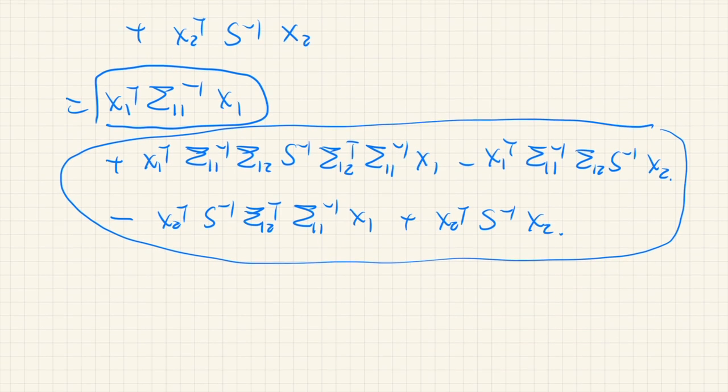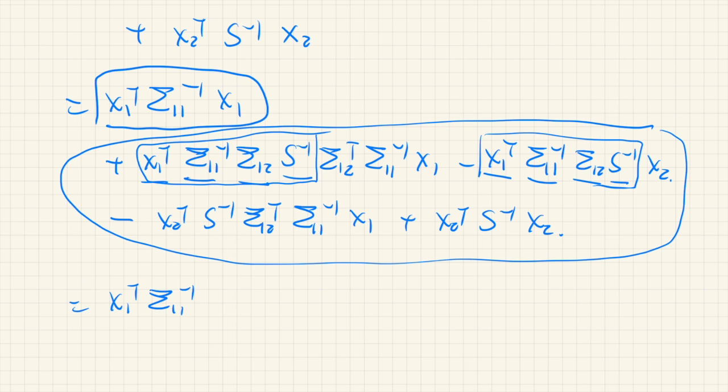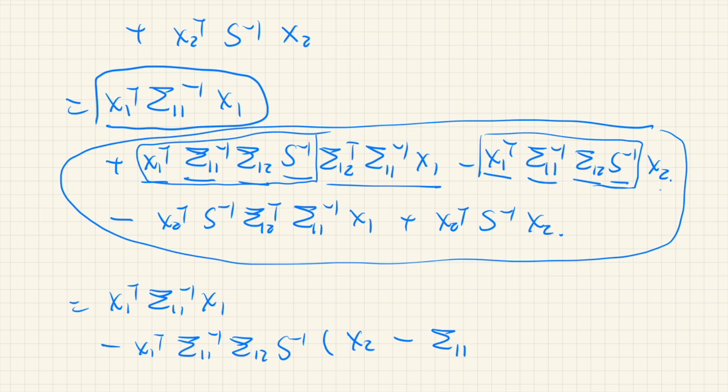So how can we do that? We have x1 transpose, sigma 1 1 inverse, sigma 1 2, S inverse. Up to this point, we have a common factor, so let's factorize this one. That becomes x1 transpose sigma 1 1 inverse, sigma 1 2, S inverse, and let's put x2 first, so the negative sign here, and x2 minus sigma 1 2 transpose sigma 1 1 inverse x1.